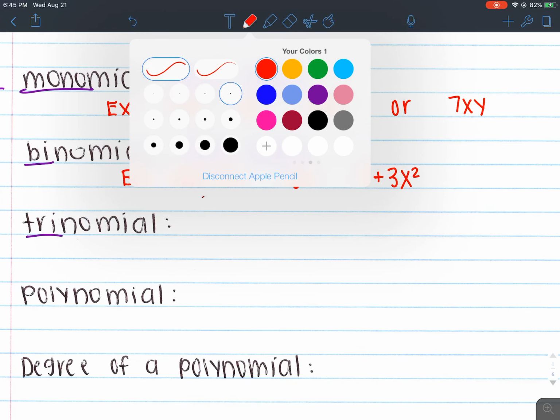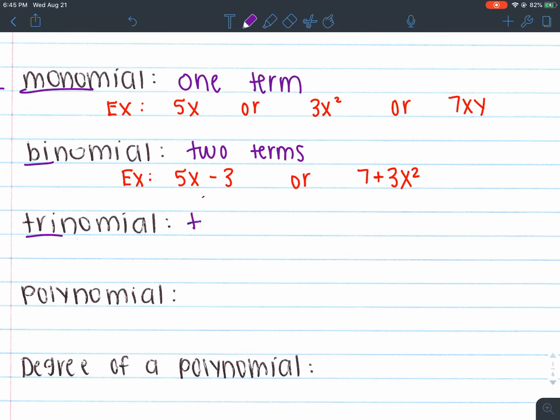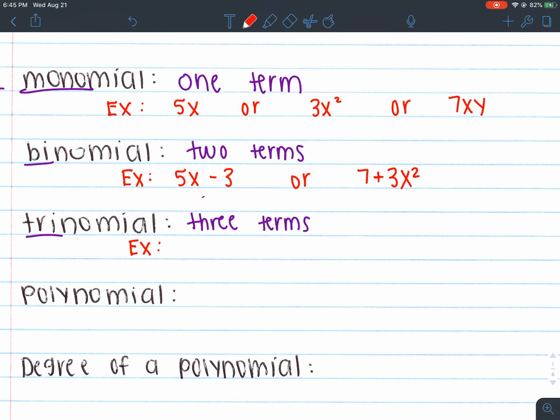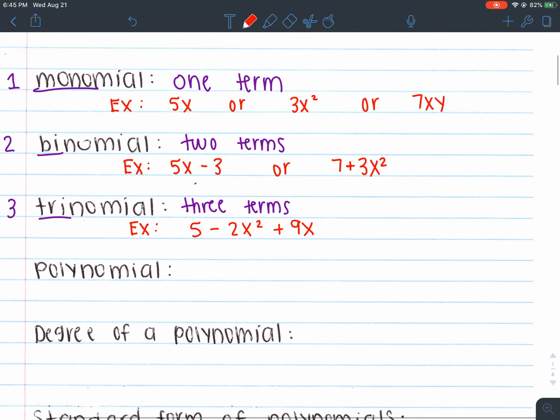All right, trinomial would be three terms. An example of that, 5 minus 2x squared plus 9x. So that's three terms. Do we see how there's three? 1, 2, 3. So that's a trinomial.